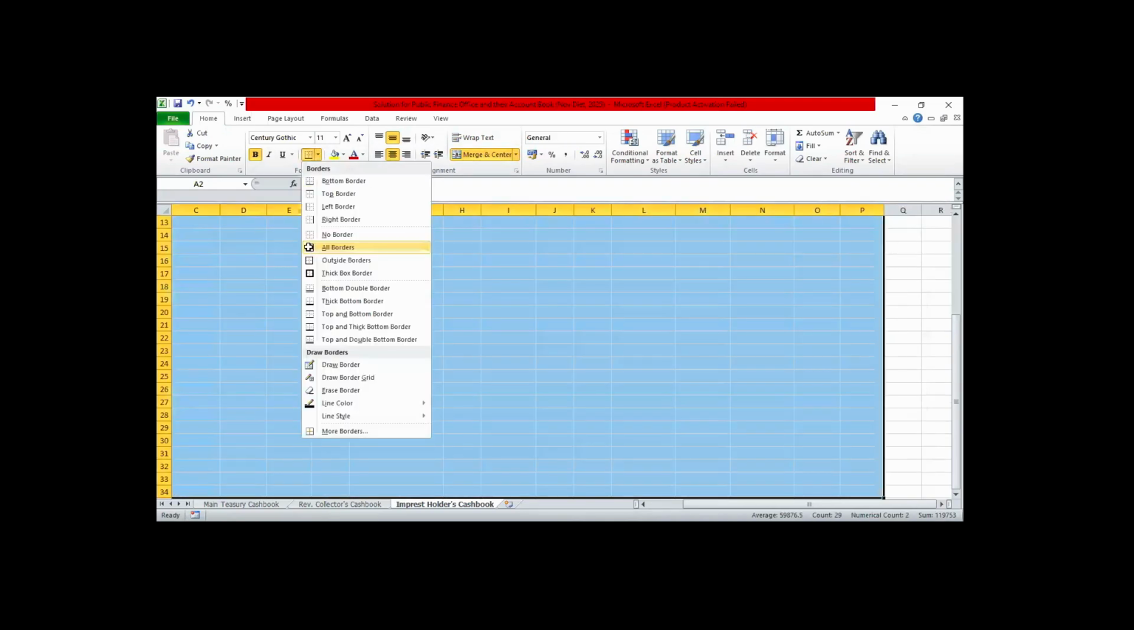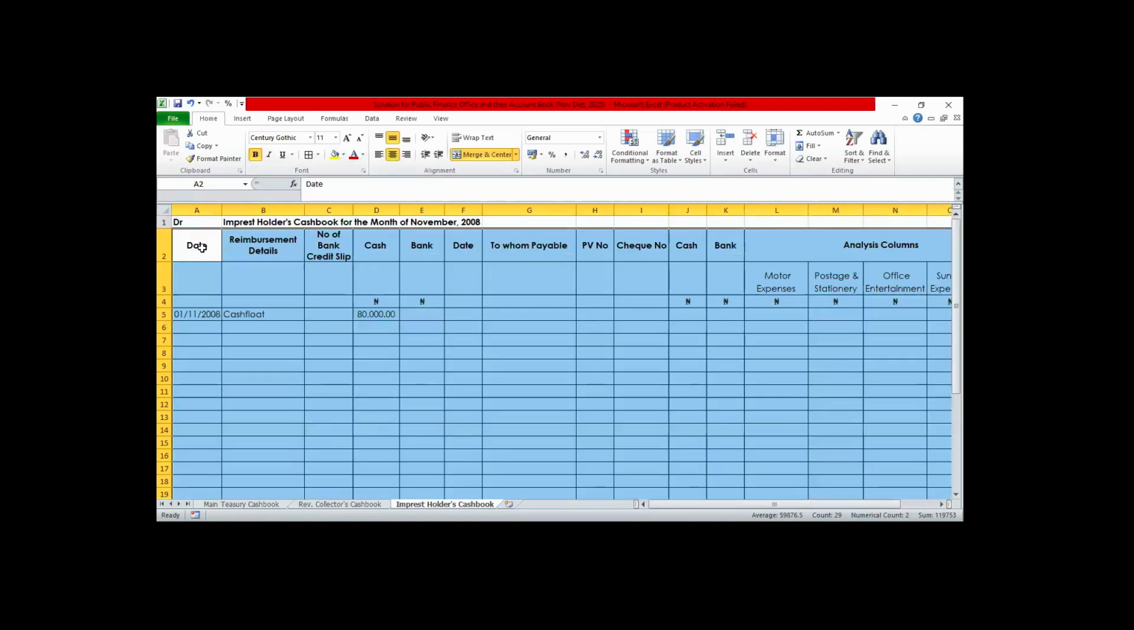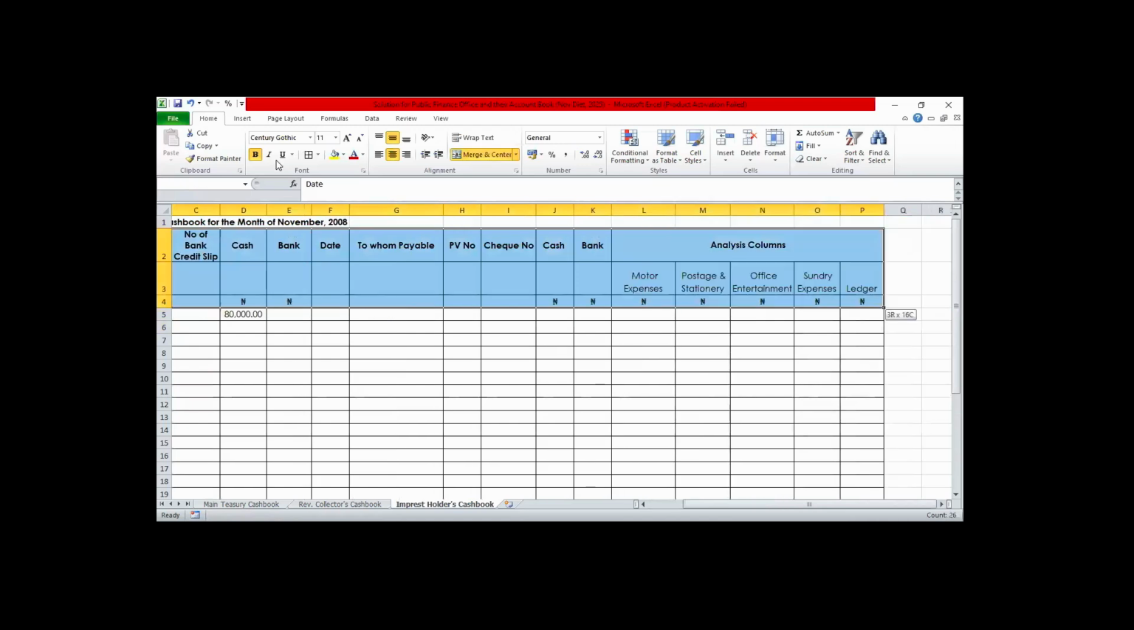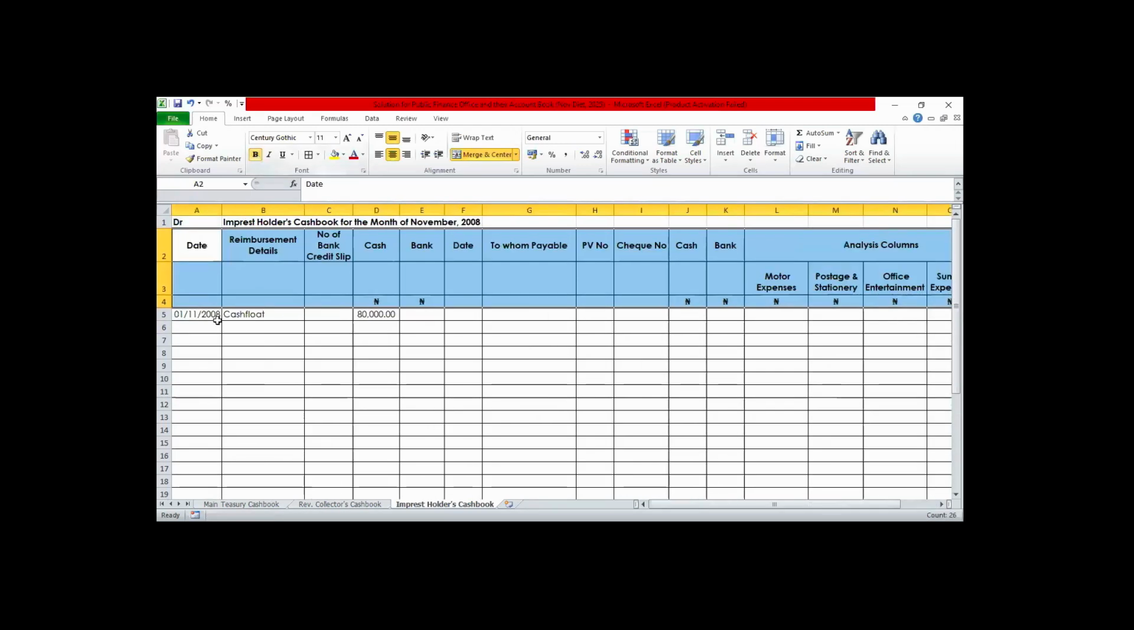Yeah, let's go. November 1st. What do we have there? Tea and sugar. Okay. 4,000 naira. That one will start from the other hand here.